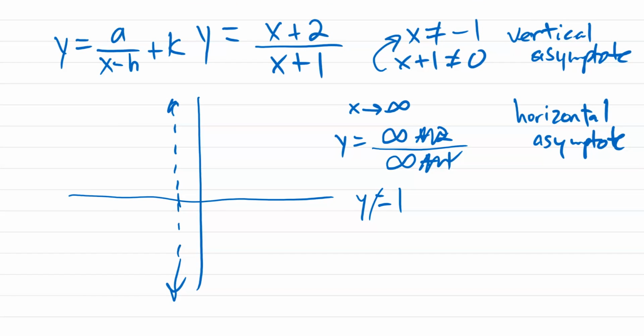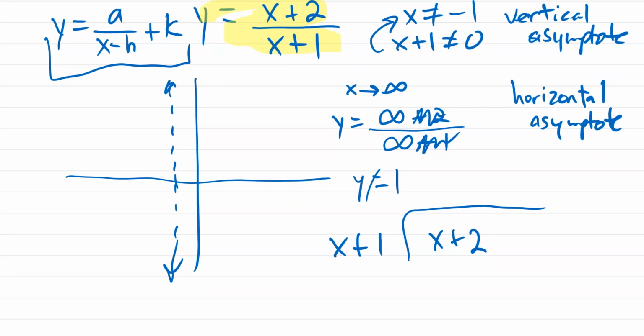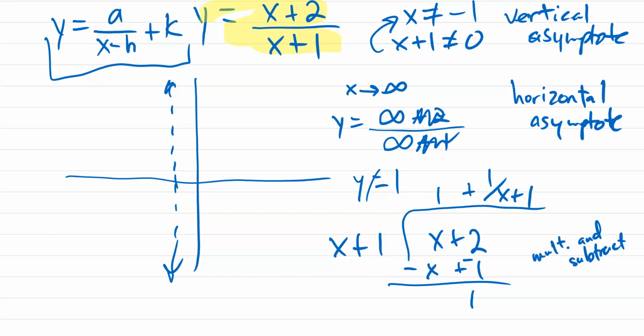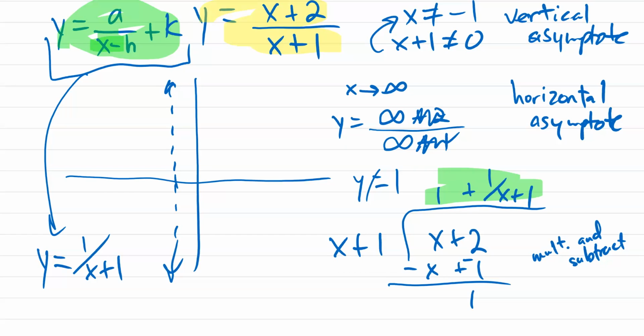Then what you do is take our equation, x plus 2 divided by x plus 1, and turn it back into this form right here. We've done this before. x times what makes x? How about 1? Multiply and subtract. So x plus 1 becomes negative x minus 1. That's the multiply and subtract, and what I'm left with is 1 as my remainder. So it's really 1 plus 1 over x plus 1. This is now in the same form as this. It's basically y equals, I'm going to reorder it a little bit, 1 over x plus 1, plus 1. So our h is negative 1.